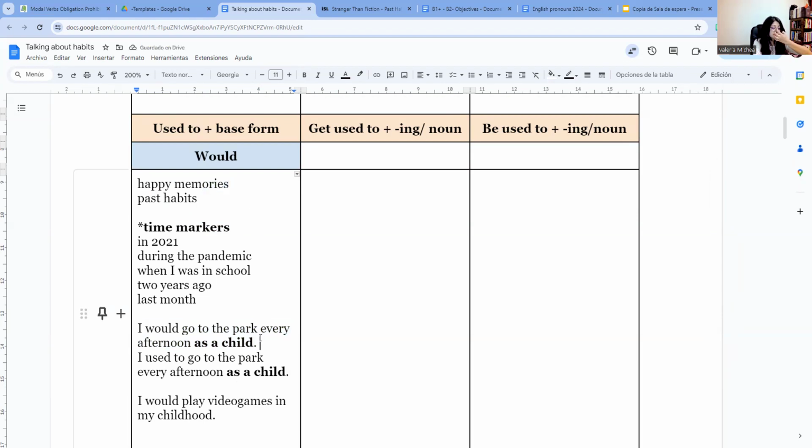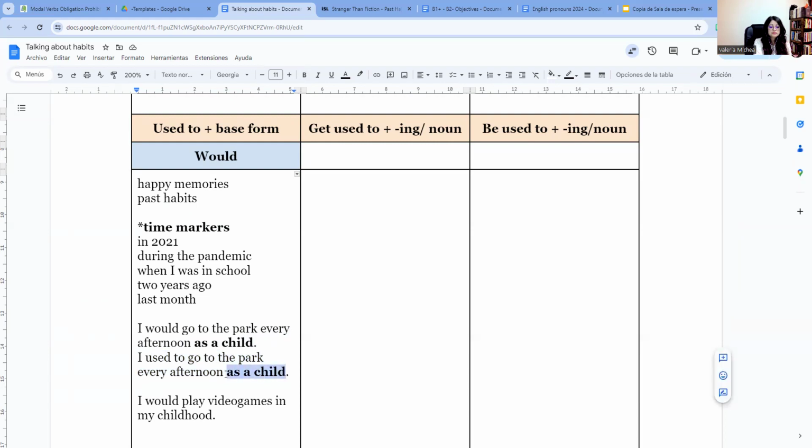So also, another difference would be that used to tends to be more common, if you wish, like we use it more often. Other than that, there's not a very big difference, and especially there's not a difference in meaning, okay? The meaning is the same. So you can use one or the other and they would mean the same.